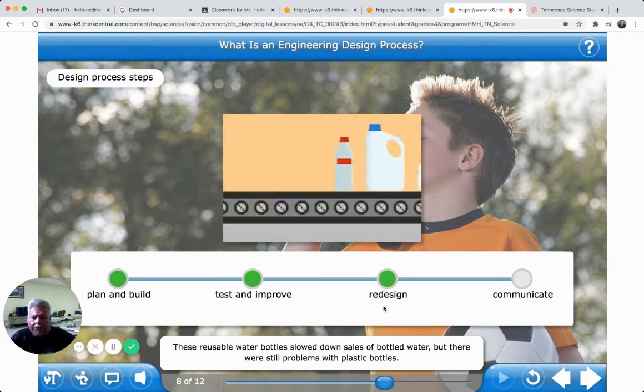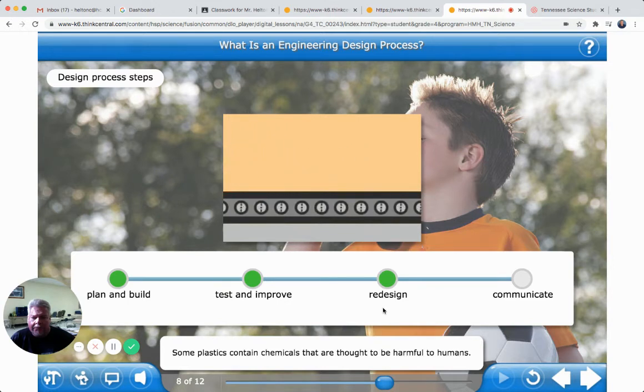These reusable water bottles slowed down the sales of bottled water, but there were still problems with plastic bottles. Some plastics contain chemicals that are thought to be harmful to humans. Engineers had to redesign these bottles to make them safer.